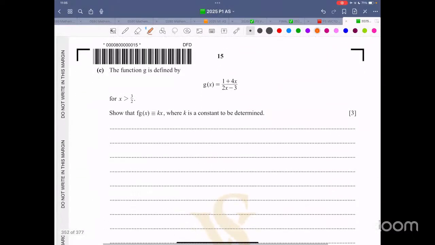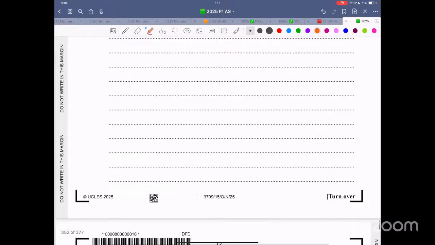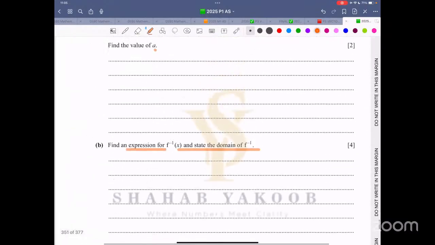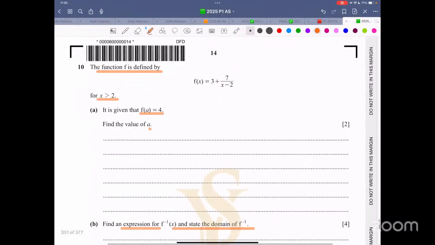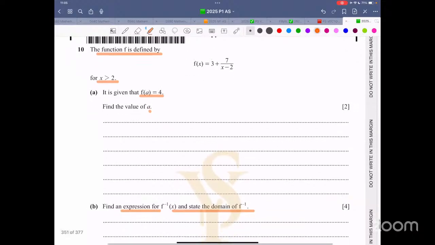And the function g is defined by such and such, x is greater than this. Show that f of g of x is kx, where k is a constant to be determined. So nowadays they are putting a lot of emphasis on composite functions. It's on their mood, which day, which paper, which variant they want to focus on any particular topic.